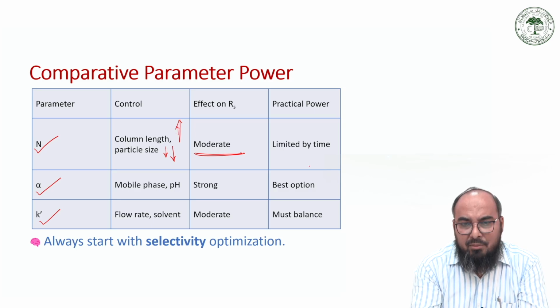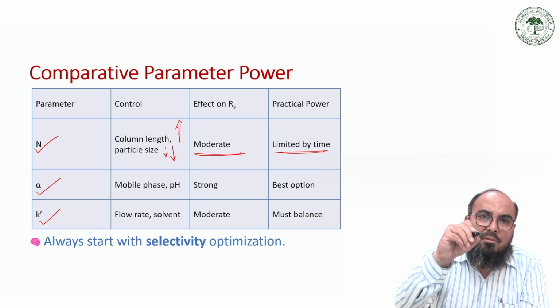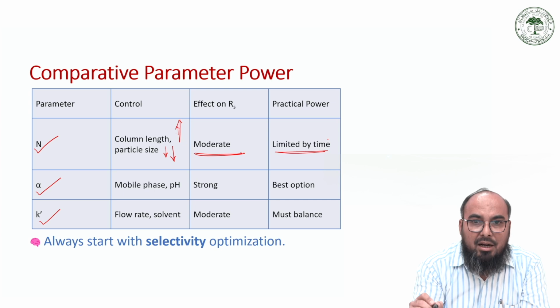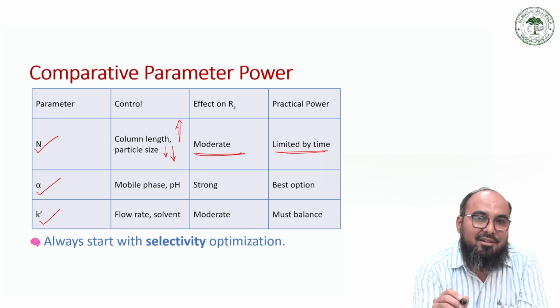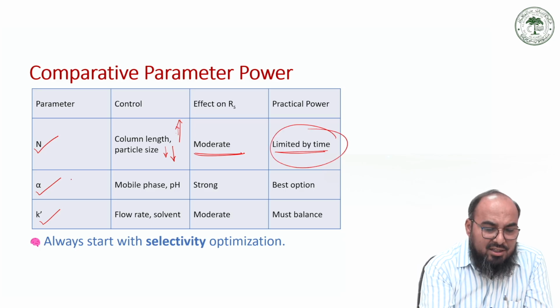The practical issue is that it is limited by time. The moment you increase the column length, it is good that you are increasing the column length, but at the same point your time actually becomes too high. So you have to restrict the time also. With regard to alpha, this is the principal player of all these three.